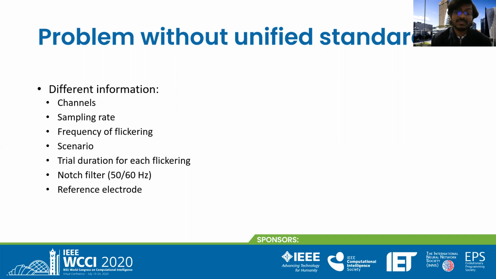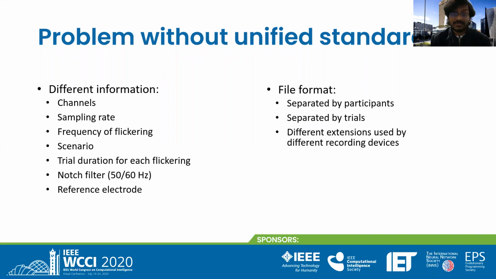This information is easy to dig out for people who are domain experts, but not easy for people who are not domain experts, like a machine learning researcher who is not really focused on the brain signal itself. The second important factor that comes into the scene is the file format. Is the data arranged separated by participants, separated by trials, and, more importantly, what kind of extension does the dataset contain, so that you need to download a certain tool to read the dataset, right?